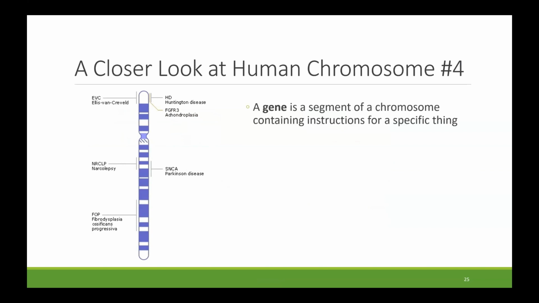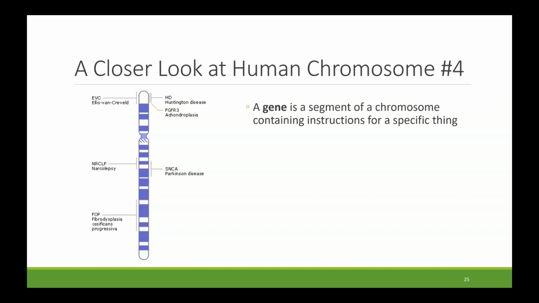And a gene is a segment of a chromosome containing instructions for a specific thing, a specific characteristic, a process, something about the way the cell or organism operates. So remember, this chromosome is made up of one big, tightly wound piece of DNA. And within that DNA, there are all of these genes. And this diagram that you see here of human chromosome number 4 has labels on it corresponding to some of the genes found on this chromosome that are involved in known diseases.